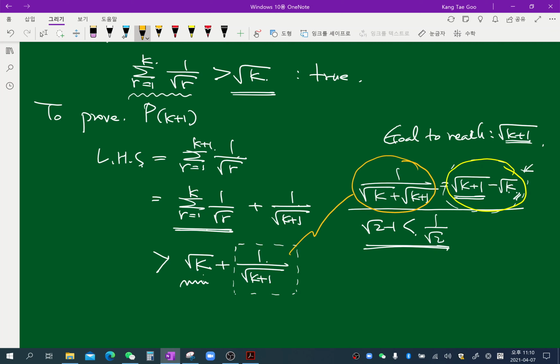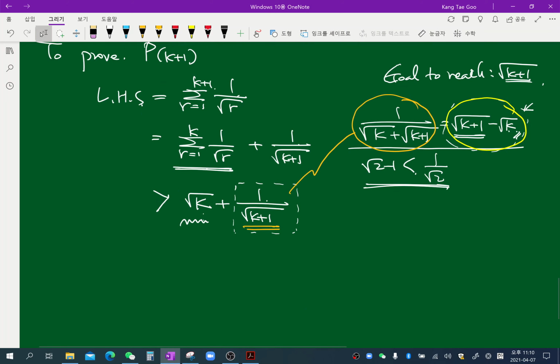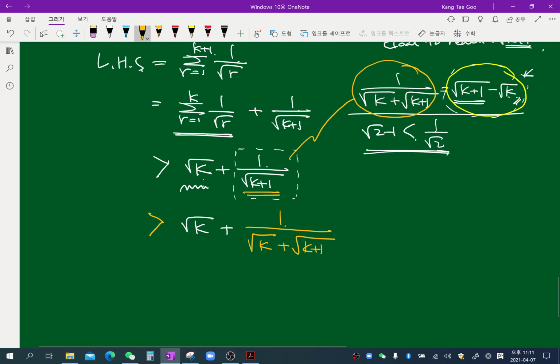And then by comparing those two, which one is bigger? This one is bigger, right? So this is bigger than, square root of k is still over there. And then here we can put, is it true? True. Then the next line we can change.